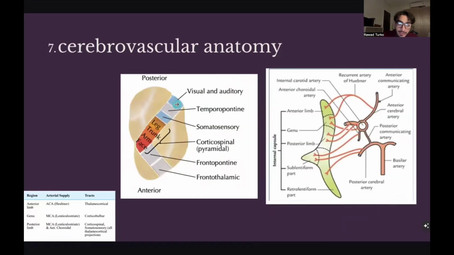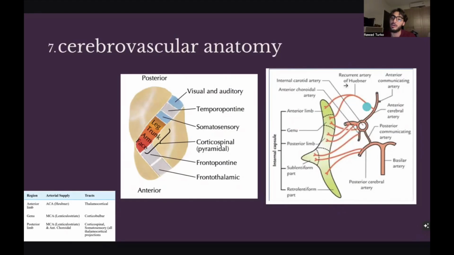Okay. Now, this is the internal capsule. This is the posterior limb. Again, like we talked about, this is the corticospinal tract. So the entire corticospinal tract is in the posterior limb of the internal capsule. This is its blood supply. So again, this is the anterior limb. You're going to have to sort of flip the internal capsule from these two diagrams. But this is the posterior limb. Again, it's supplied by these lenticulostriate arteries.